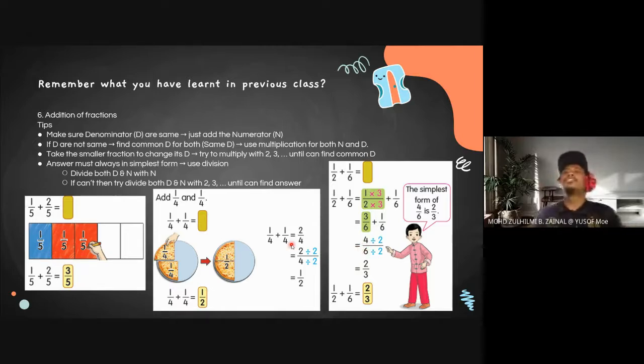Use another number. If you can't, you divide with 2 first. If 2 works, you're done. If not, try 3, then try 4, 5, 6 until you get the answer. So 4 over 6 divided by 2, easy, and you have the answer, which is 2 over 3. 2 over 3 is the answer for 1 over 2 plus 1 over 6.